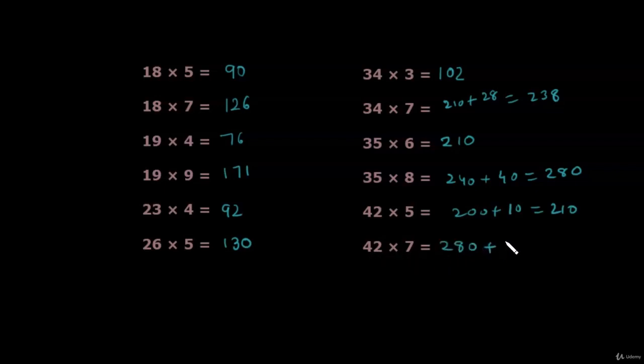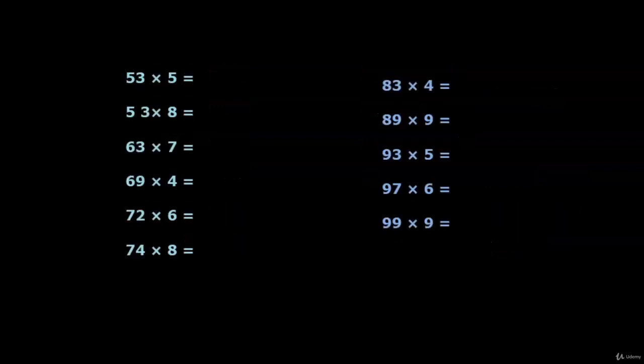And 7 times 2 is 14. This gives us 294. 5 times 5 is 25. But the place value of this 5 is 50. So 5 times 50 is 250. Plus 5 times 3 is 15. So the answer is 265.